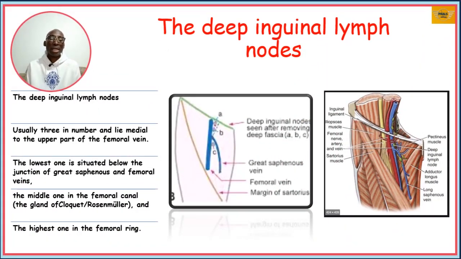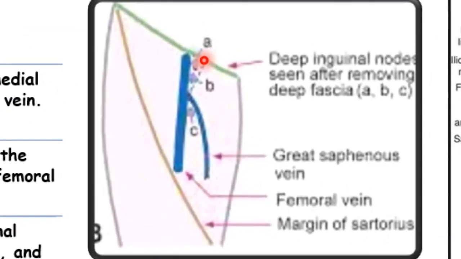Another structure that we find in the femoral triangle is the deep inguinal lymph nodes. Now, we usually see three of these nodes at different points. One at the junction between the great saphenous vein and the femoral vein. Two within the femoral canal, called the gland of Cloquet, and three at the level of the femoral ring.